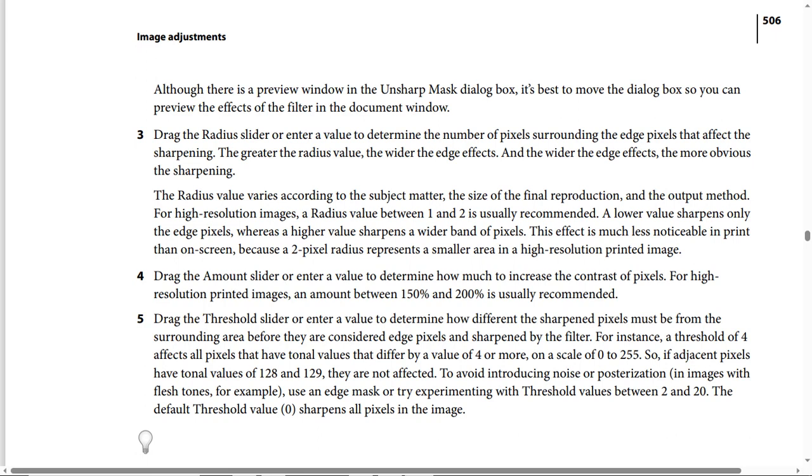A radius value between 1 and 2 is usually recommended. With a lower value it sharpens only the edge pixels, and with a higher value it sharpens a wider band of pixels. This effect, by the way, is much less noticeable in print than on screen, because a 2 pixel radius represents a smaller area in a high resolution printed image.